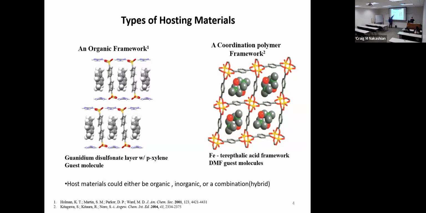So the guanidinium is this little guy right here, this blue. The disulfonate looks like a pillar, right? It's holding up that little layer, right? And inside you can see it has this molecule called p-xylene. These guys are all right there.